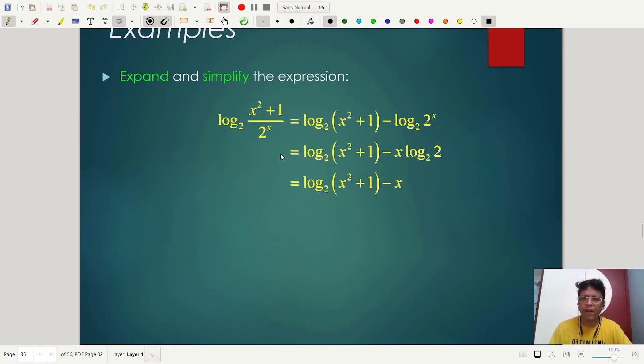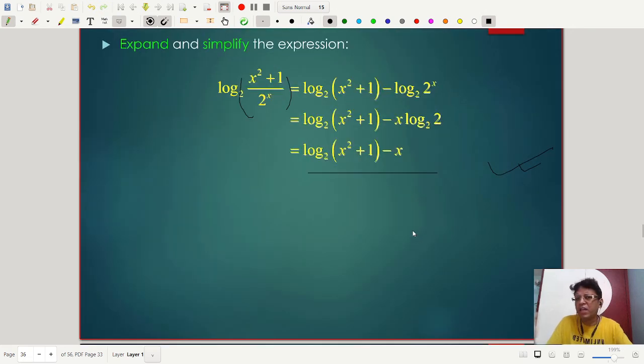More simplification: log of x square plus 1 by 2 to the power x, base 2. So this is a division. You can split the log and write subtraction: log x square plus 1 minus log 2 to the power x. Again, x is the power, so you can write x times log 2 base 2. Log 2 base 2 is 1, because the base and the log are the same, so that will be 1. So log x square plus 1 base 2 minus x. So that is the use of laws to simplify the results.